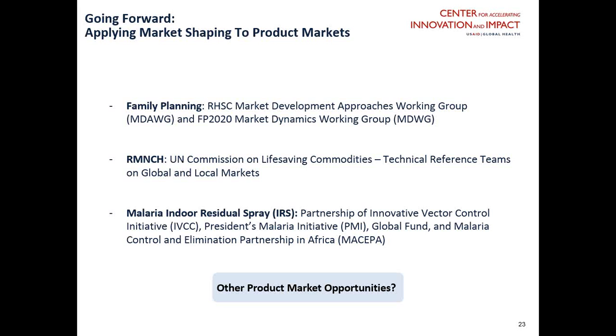So this is just an initial look at how market shaping can help increase access to health products in different areas. But we're also very interested in hearing your thoughts on other product market opportunities that could use this approach. So I hope this provided a useful overview, and I look forward to your questions.